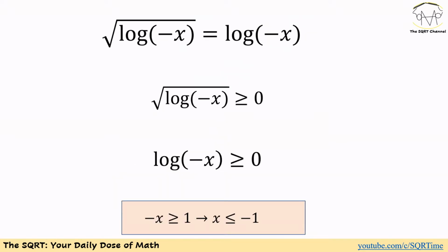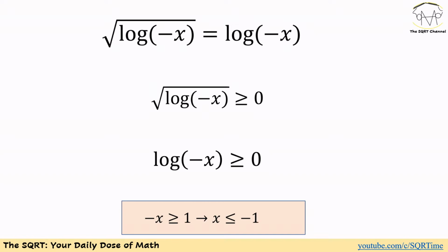Now let's talk about another property that we can infer from this equation. On the left hand side we have a radical. Obviously, the answer to this radical is going to be a positive or 0 value. So we can say that the left hand side is a positive or 0 value, and as such the right hand side needs to be a positive or 0 value. We are going to use that and write log of negative x needs to be positive or 0.